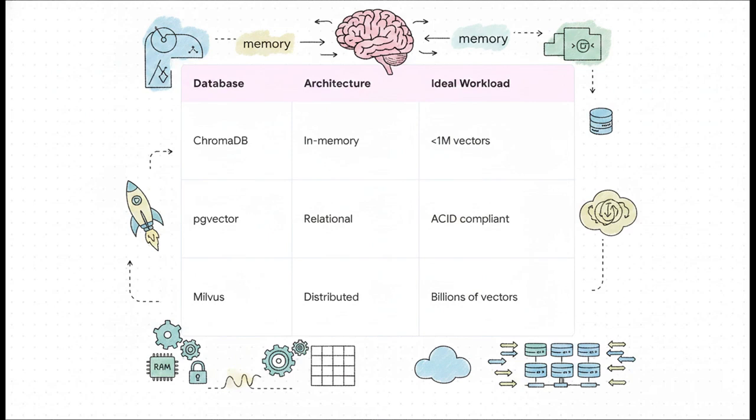First up, lightweight prototyping tools like ChromaDB. It relies heavily on in-memory operations and SQLite. It's fantastic for hackathons and datasets under 1 million vectors, but it definitely struggles at multi-tenant scale.